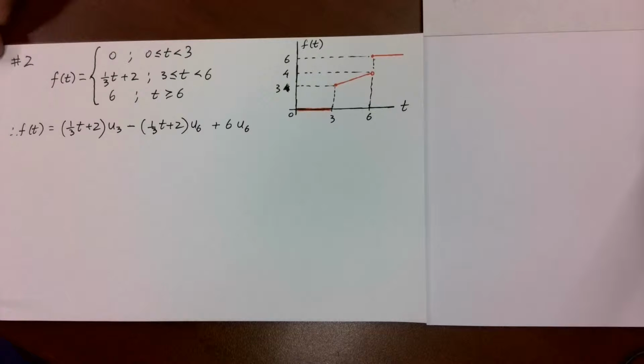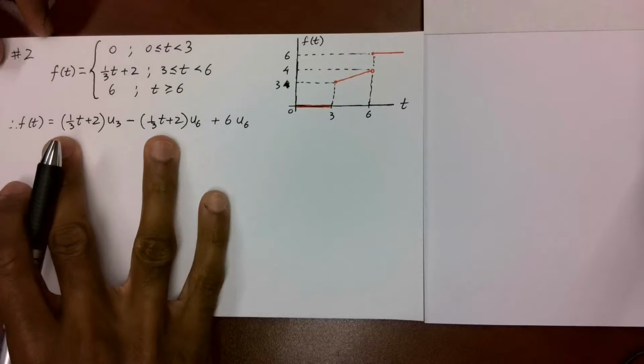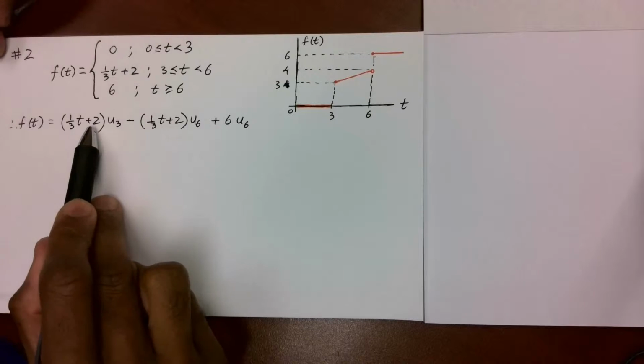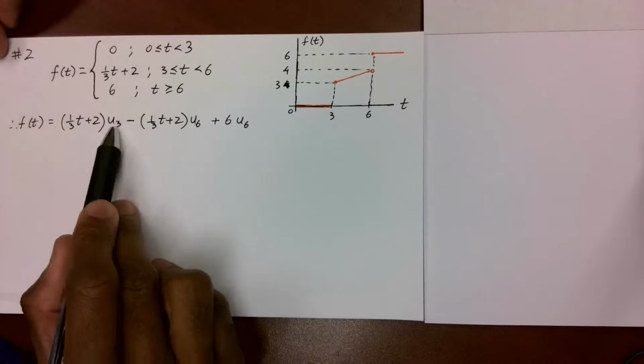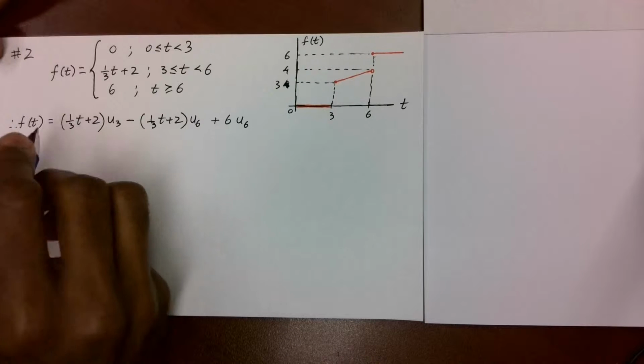Now we must make appropriate variable changes. So first of all, remember that tau needs to replace the t in each of these terms. And because we have 1 over 3t plus 2 attached with two different unit step functions, u3 and u6, I'm going to evaluate each one of those two separately. So let's first look at 1 over 3t plus 2 u3.